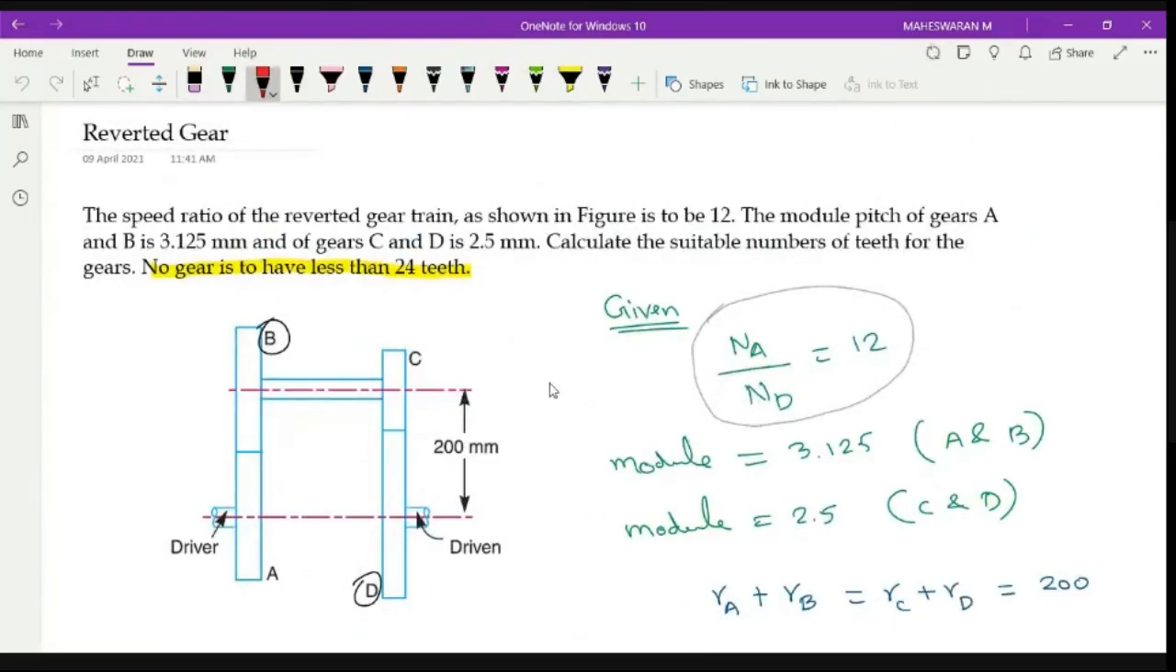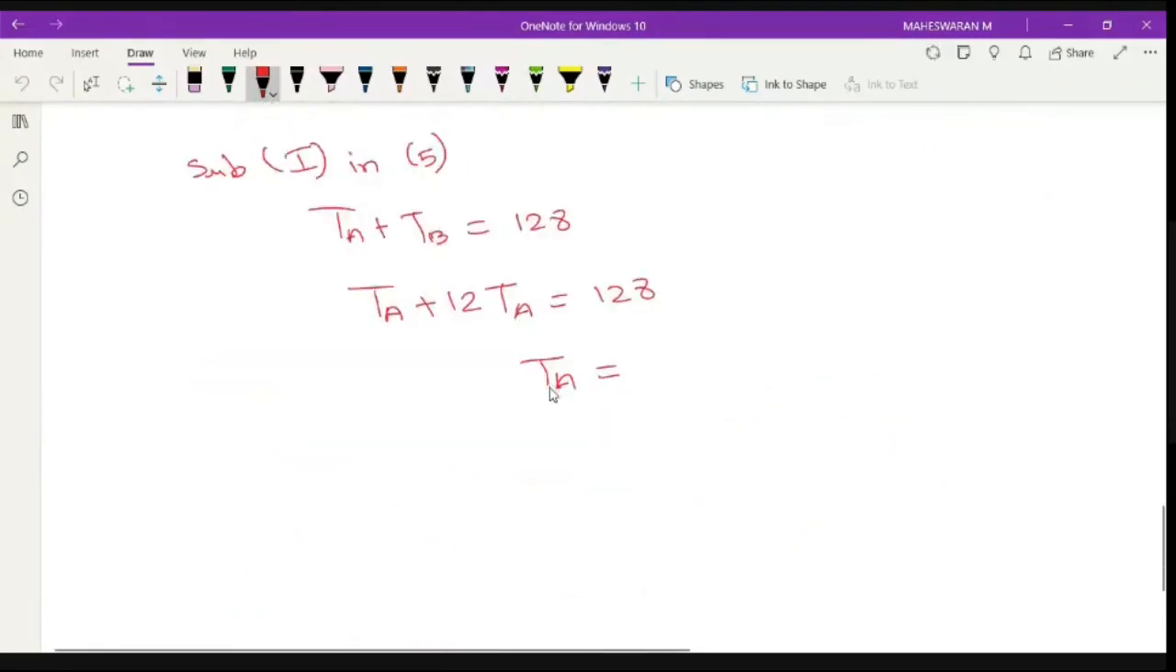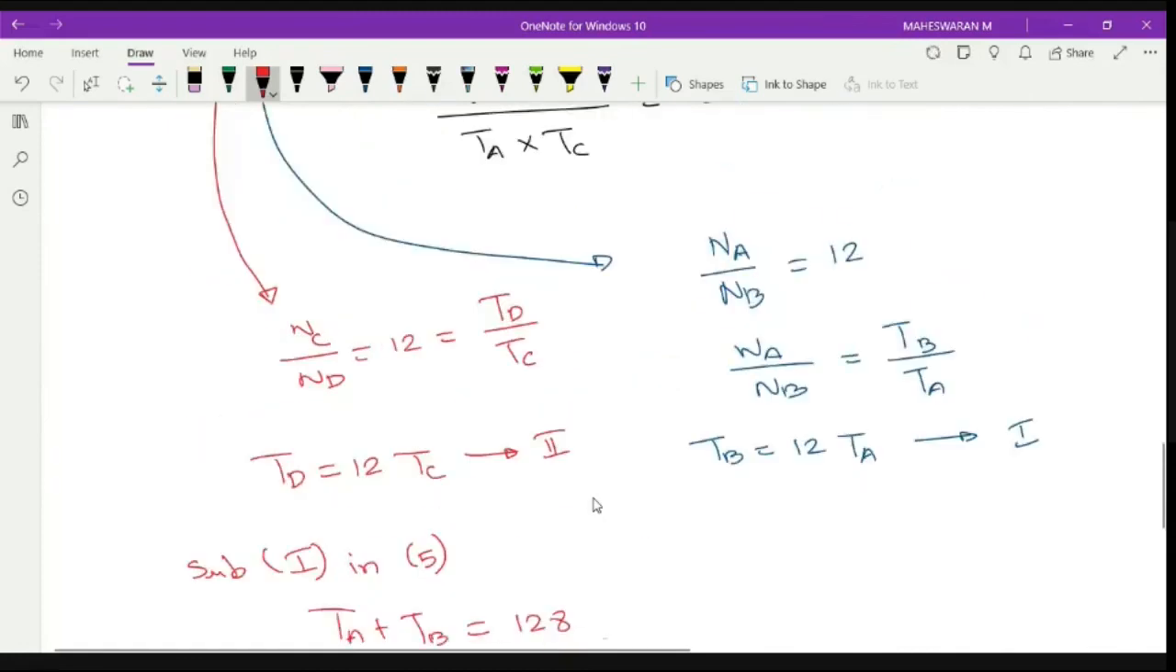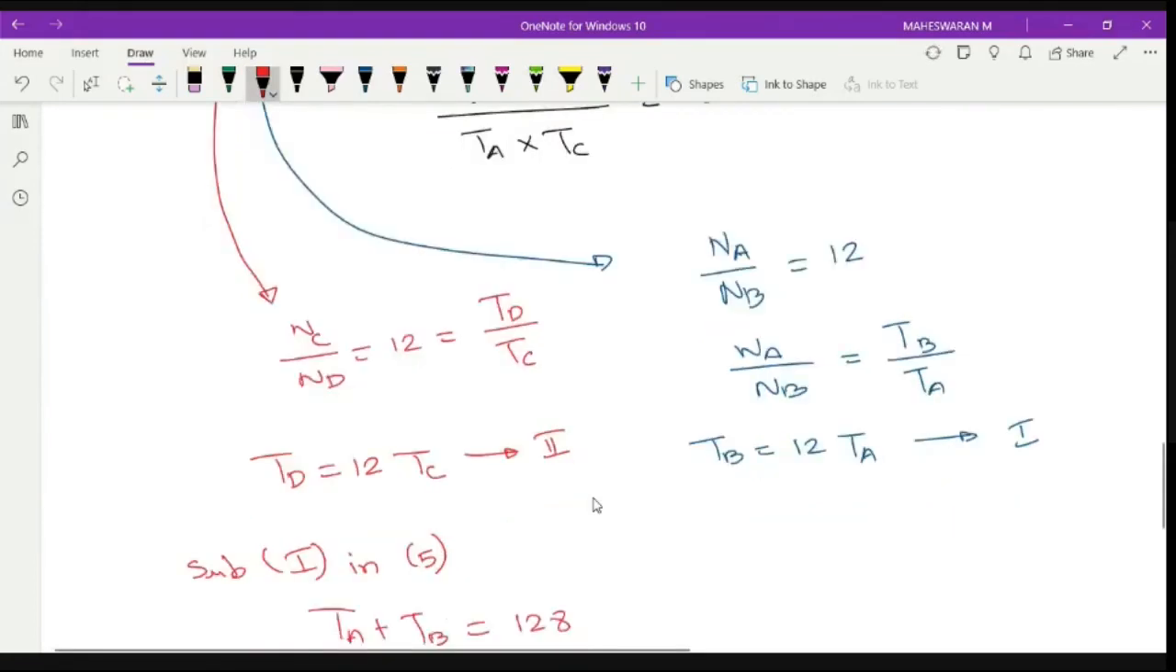Okay, you should have less than 24. Ten, yes sir. 10 is not possible, no? Yes sir, the speed ratio. NA by ND is equal to 12, it is given, sir. How are you directly writing NA by NB is equal to 12, sir? If we split it, NA by ND is equal to NA by NB into NB by ND, which is equal to 12, sir. We will arrive at NC by NB is equal to 12, no, sir?